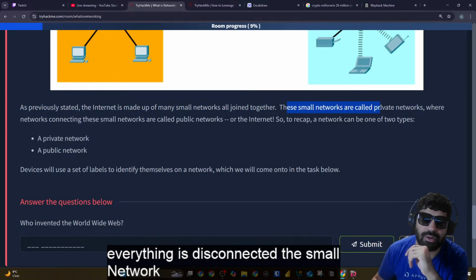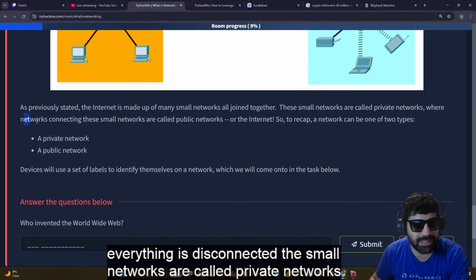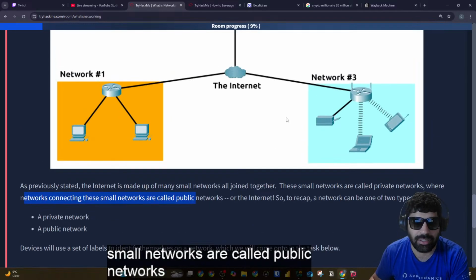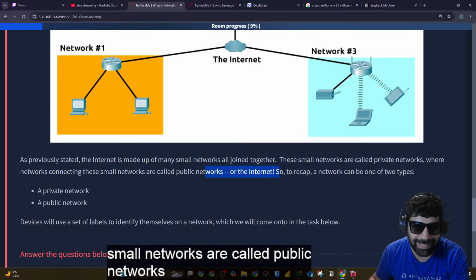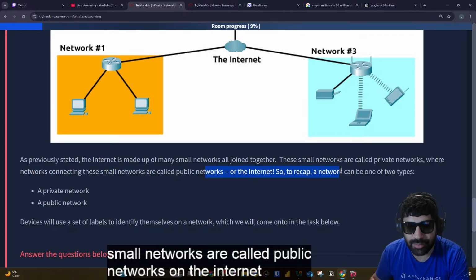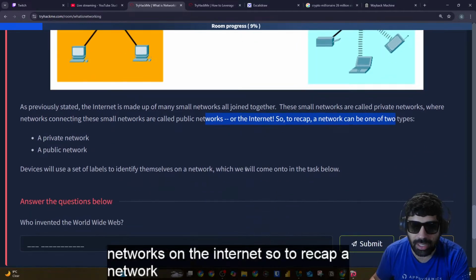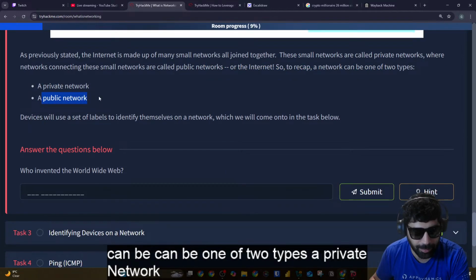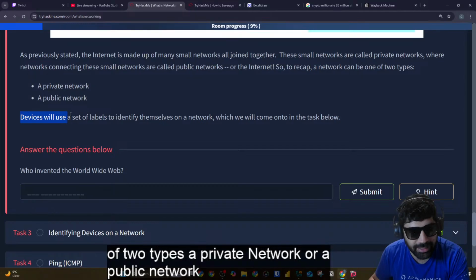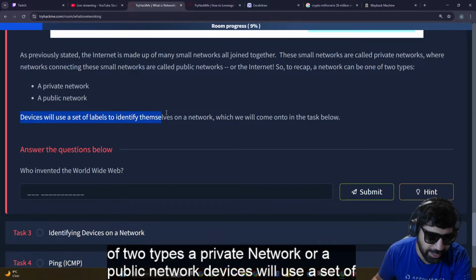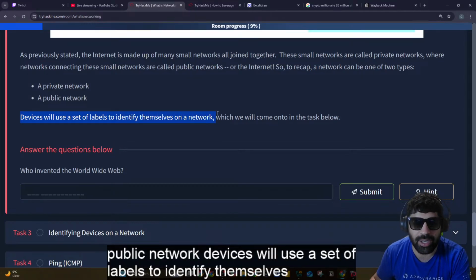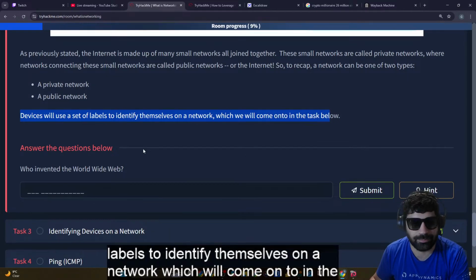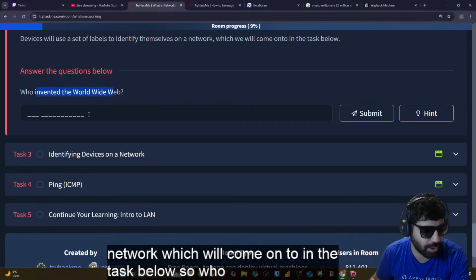These small networks are called private networks, whereas the networks connecting these small networks are called public networks, or the internet. So to recap, a network can be one of two types: a private network or a public network. Devices will use a set of labels to identify themselves on a network, which we will come onto in the task below. So who invented the World Wide Web, right?